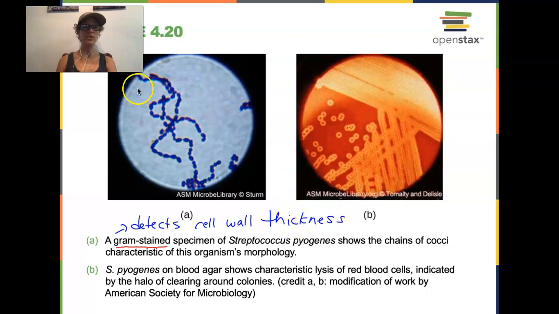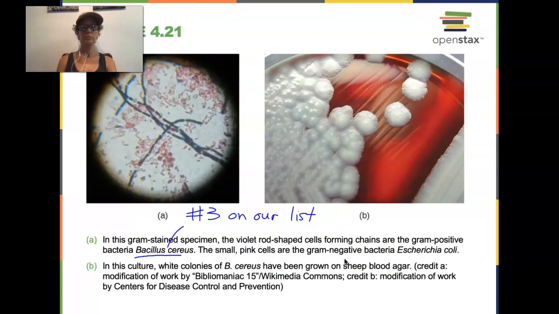So that is a stain through the microscope. This is an image of the bacteria that have been streaked across the surface of blood agar, and they lyse the red blood cells, causing this clearing of the blood around it. And so you will get to see other organisms streaked onto blood agar later in the semester and see this type of pattern of the lysis of red blood cells.